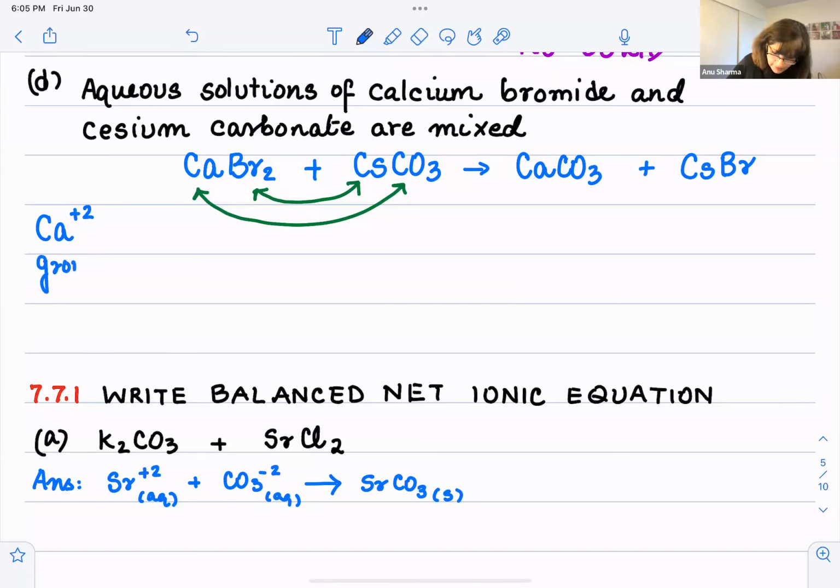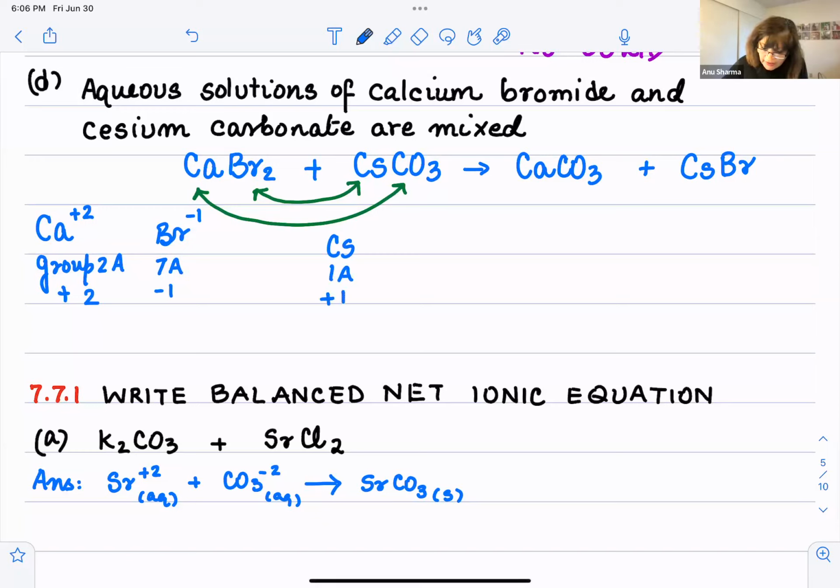Group 2A, so therefore, it will have +2 charge. Bromine, in this case, is -1. Why? Because it's a group 7A element. So it has a -1 charge. Cesium carbonate, cesium is in group 1A. Therefore, charge is +1. And carbonate is -2. Okay, so it's a standard polyatomic charge with -2. So this should be actually 2 here. Okay, the right formula.